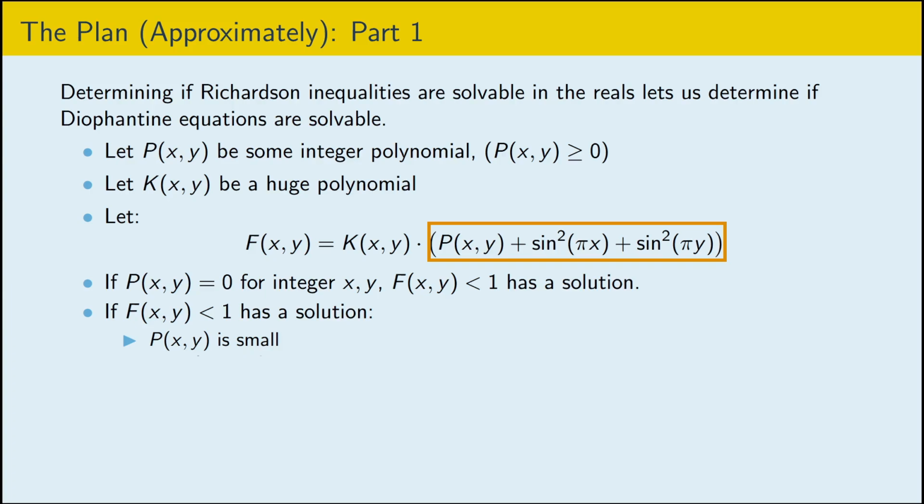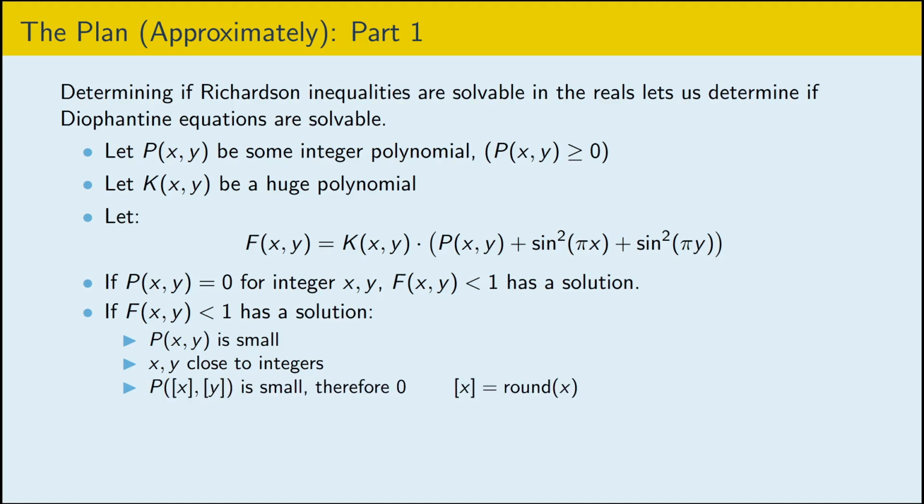And by the same reasoning, these sine terms are going to have to be close to 0 as well. So x and y, the solutions that we found to our inequality, are going to have to be close to integers. They don't have to be integers, but they have to be pretty close to integers. So if we round x and y to the nearest integer, that probably won't change the value of p that much. So p of those rounded values is going to have to be small. It's going to have to be less than 1. But since p has integer coefficients, when we plug those rounded values into p, we're going to get an integer. And the only suitable small integer will be 0, right? The only integer that's non-negative and less than 1 is 0. So under the assumption that f of xy is strictly less than 1 has a real solution, p of xy equals 0 will have an integer solution, completing the proof that these are equivalent.